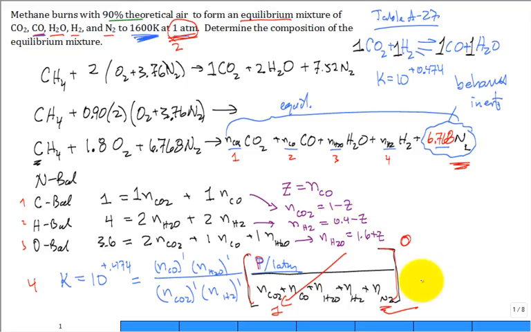Once I have those, I substitute into this equation for K. So I'll have K is equal to 10 to the plus 0.474 equal to the number of moles of CO, that's Z to the 1 power. And then number of moles of H2O, that's going to be 1.6 plus Z. The number of moles of CO2, 1 minus Z. Number of moles of hydrogen, 0.4 minus Z. And you want to make that equation work. Now, this is one of those equations you could do algebraically. You'll get a quadratic equation, and you can use the quadratic formula.